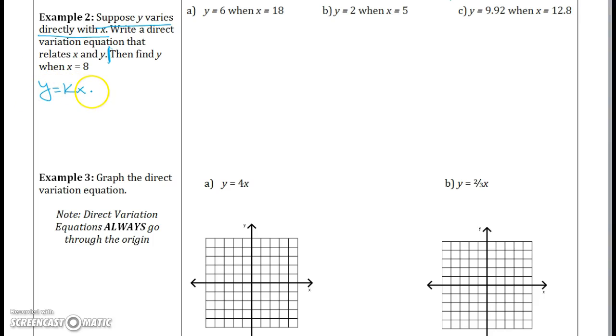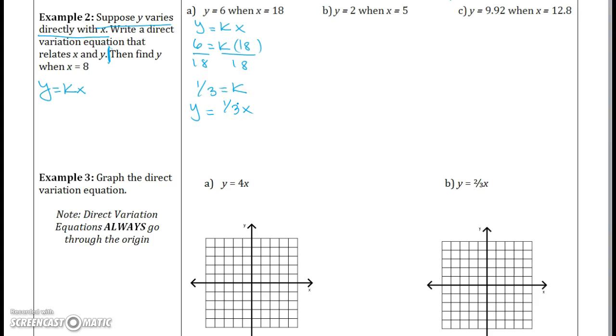So y equals kx. I told you I was going to say this a million times. I didn't lie. So instead of y, they told me y is 6, and x is 18. Well, let's solve for k. That's 1/3 equals k. So my direct variation equation, y equals kx, is y equals 1/3 x.